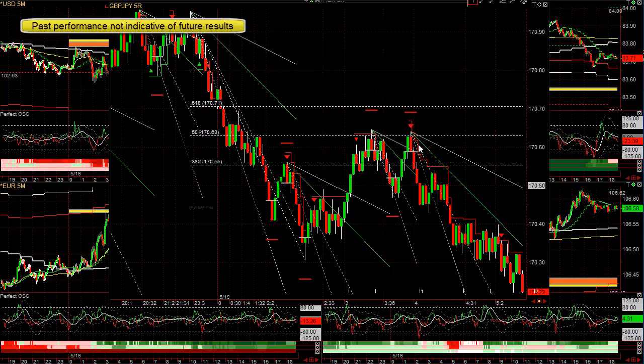And you can see it quickly fell underneath the steepest of the angles. It came back up and really didn't get above the second steep angle. And then as it's working its way down, guess what? It's coming back into that range here. And if it goes above the Gann 45, the downtrend's probably over. It's probably likely to go up 10 pips or so.